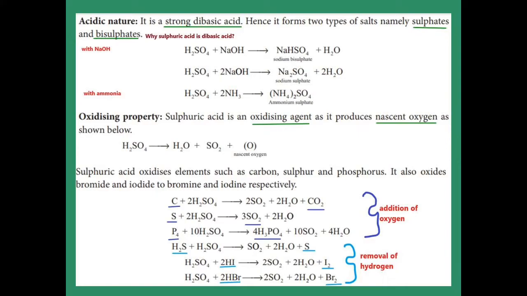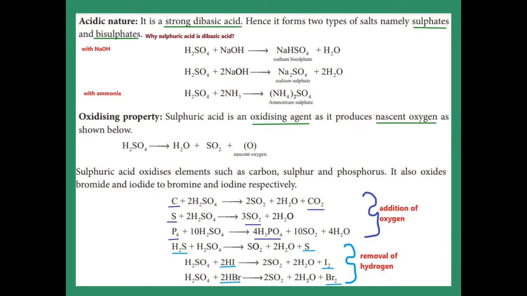First one with sodium hydroxide. Sodium hydroxide is split into Na plus OH minus and sulfuric acid split into H plus HSO4 minus. So H plus goes to OH minus gives 1 mole of water and Na plus goes to HSO4 minus gives sodium bisulfate. NaHSO4 is called sodium bisulfate. It's one of the salts.